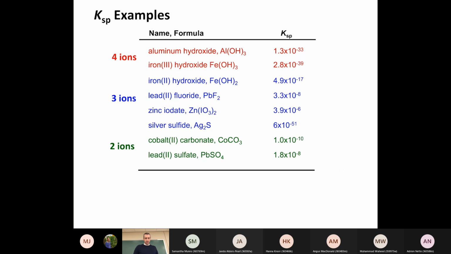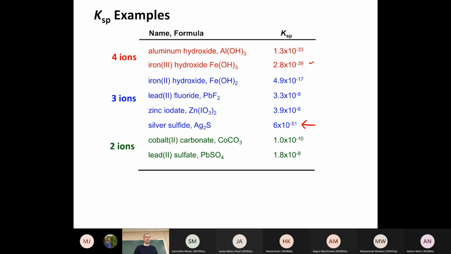So here we go. Here are some examples. And some of these numbers are extremely small. Like, look at this one, silver sulfide. Ag2S has a KSP of 6 times 10 to the negative 51. That's extremely small. Iron hydroxide and aluminum hydroxide are also very small, negative 30s. And they range from 10 to the minus 6 all the way to 10 to the minus 51. Huge range that we see in these things, but none of these we would say are especially soluble.